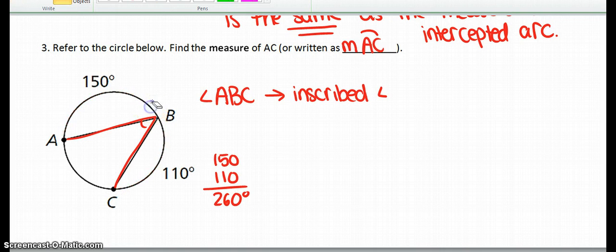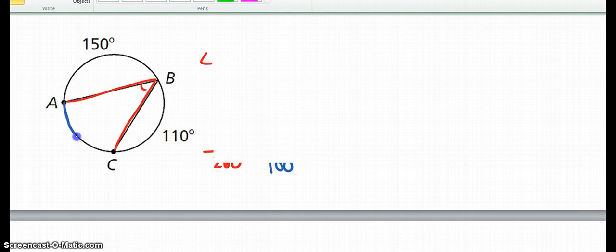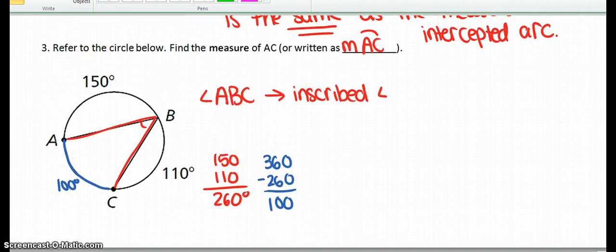So if there are 360 total, how many degrees would there be left? So 360 total minus how many we have used up is going to give us 100 degrees left for that arc. So arc AC, from here to here, would be 100 degrees. It's measure, not its length, it's measure. Okay, since I know the arc here, I can find the measure of the inscribed angle, which has its vertex not on the center, but on the circumference of the circle.